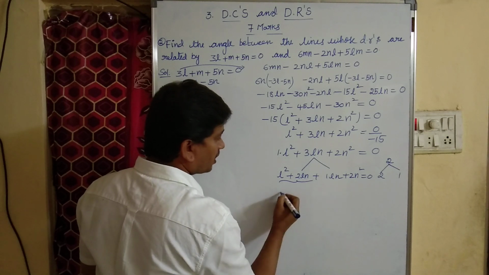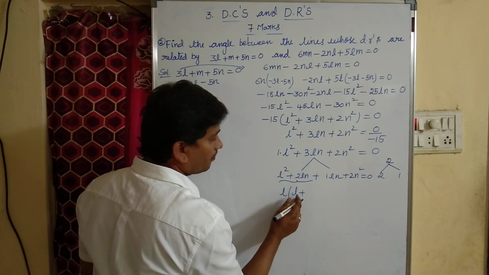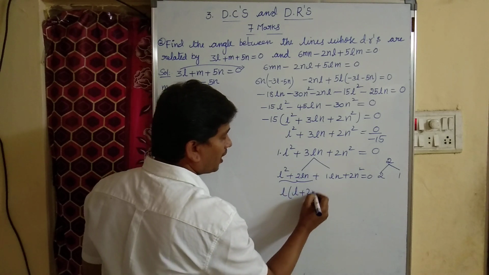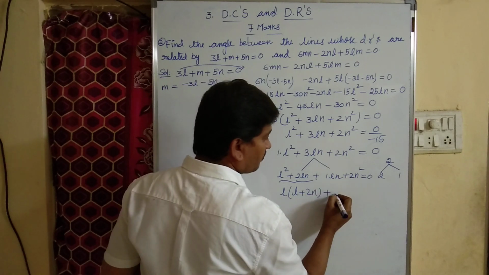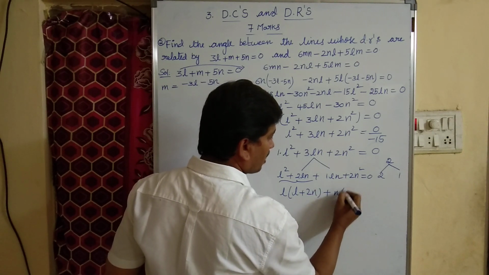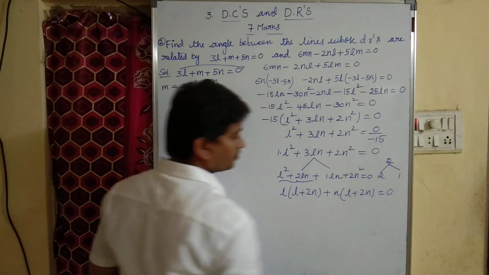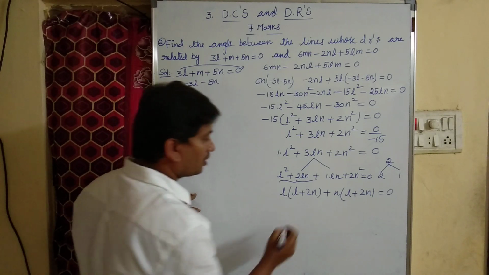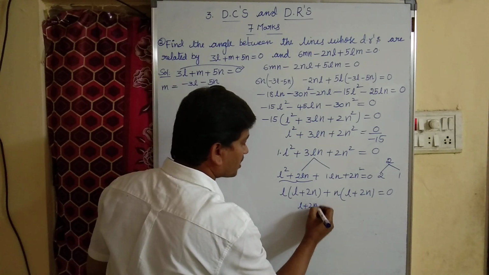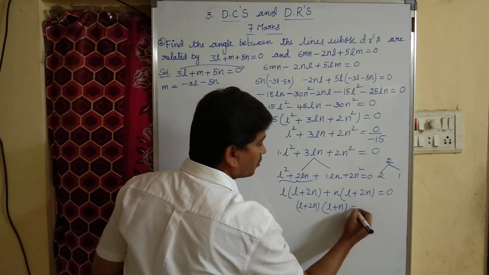From these two terms, if I take L as common, I have one more L here, L into L plus 2n, that is L square plus 2 ln. Plus, now from these two terms, if I take n as common, again I will get L plus 2n, which is equal to 0. Now here we have L plus 2n, here also we have L plus 2n. Let me take L plus 2n as common. I will get L plus 2n into L plus n, that is equal to 0.